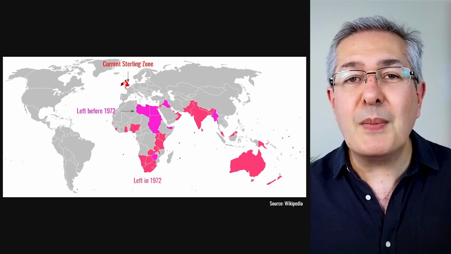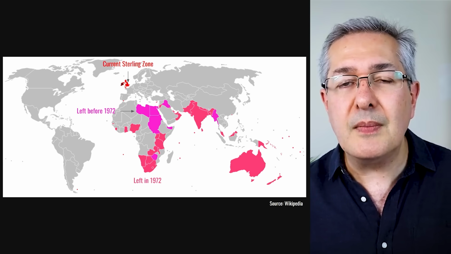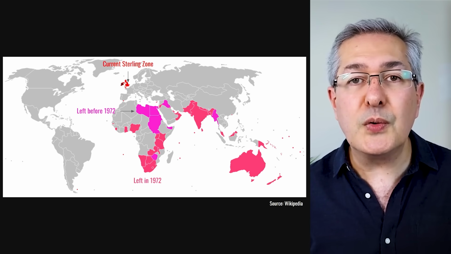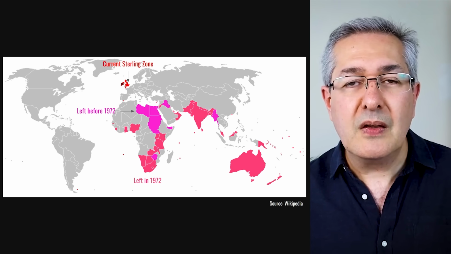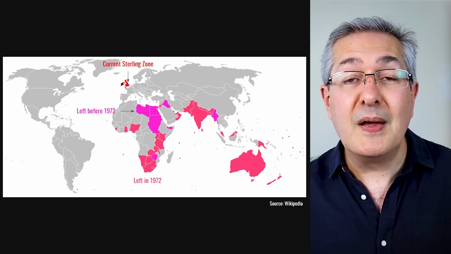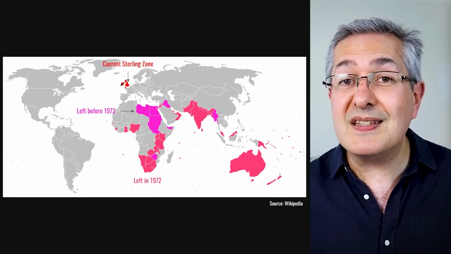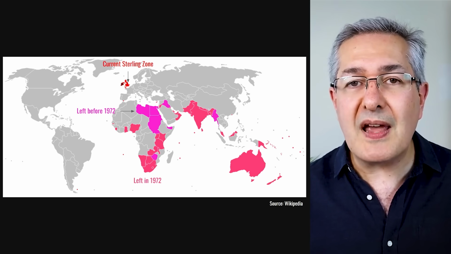But the colours on this map also show you what happened over time, which was the fragmentation of this so-called sterling zone, such that nowadays the sterling zone is non-existent. Some countries, which you can see on the map, left the sterling zone before 1972, but almost all of them left after. Why did sterling fade in this way?